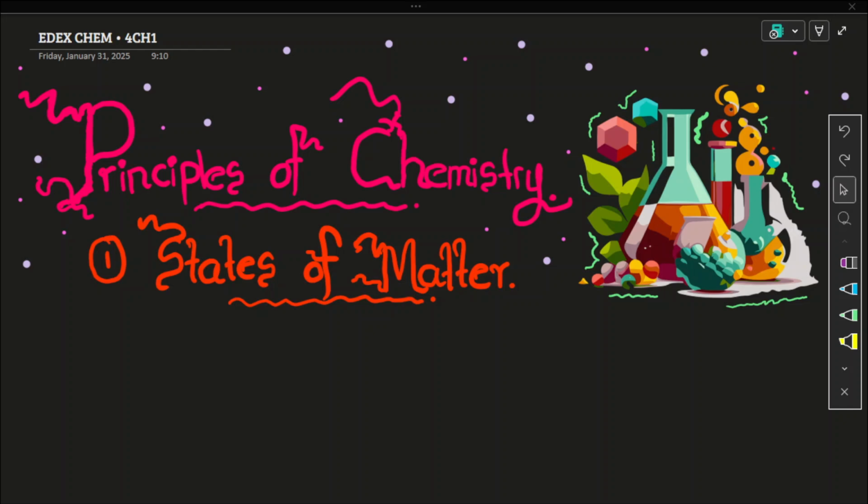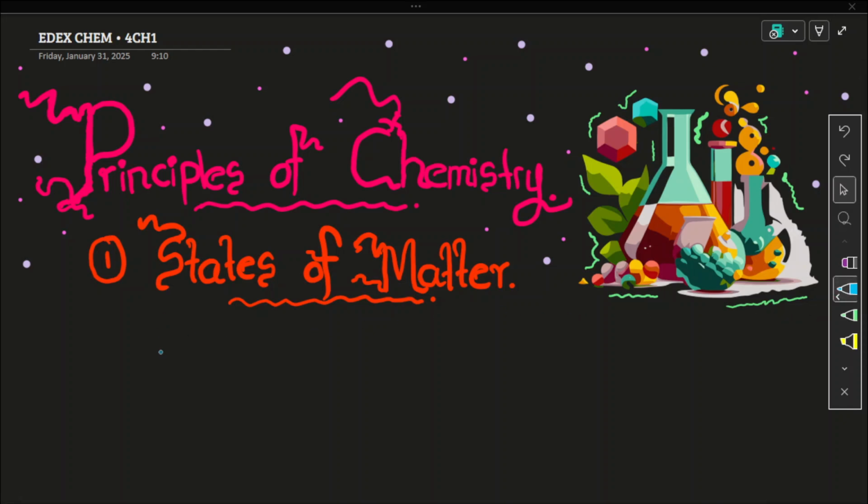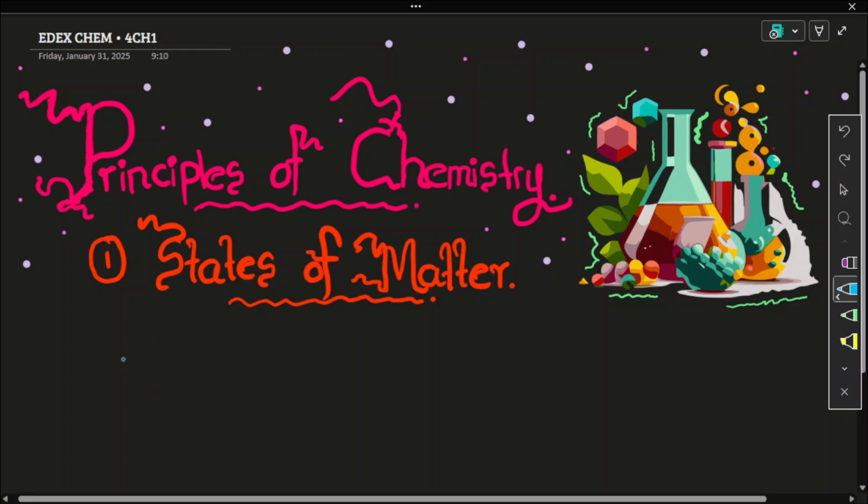All right, this will be EDEXCEL Chemistry for CH1, and we will be starting off with section number 1, Principles of Chemistry, and under that we'll be doing chapter 1, States of Matter. States of matter. A pretty straightforward chapter, if I may, but we have to learn the concepts from the ground up.